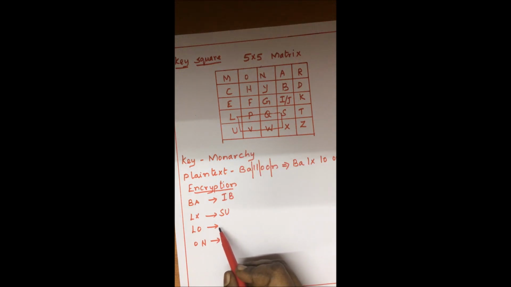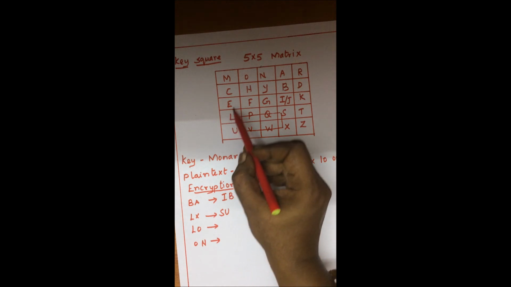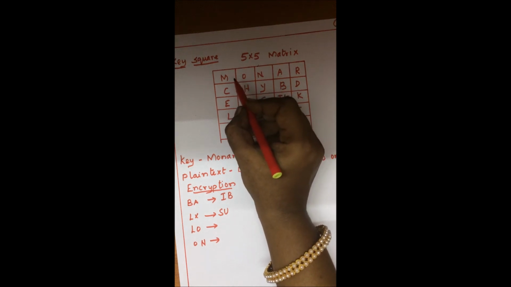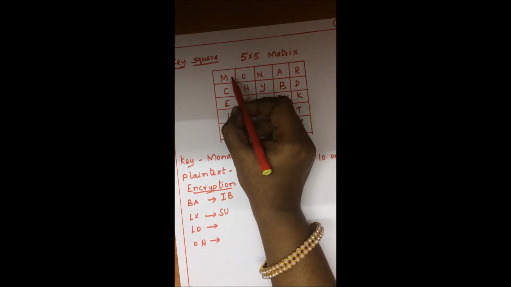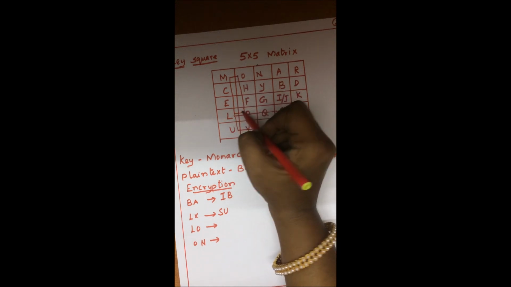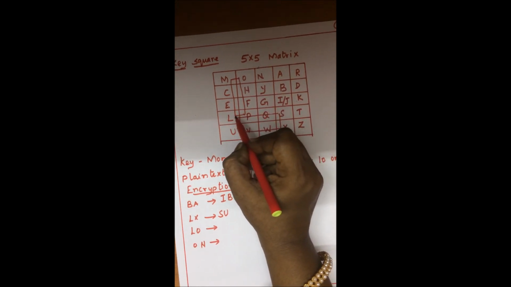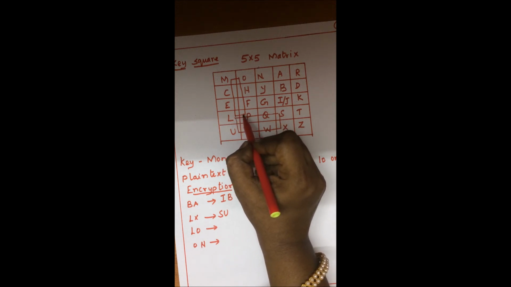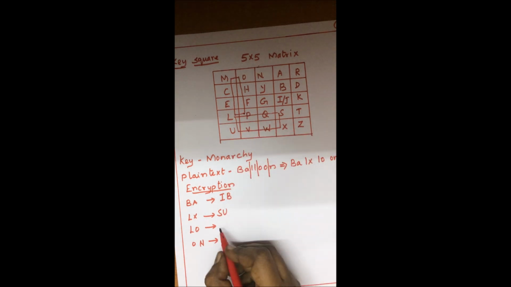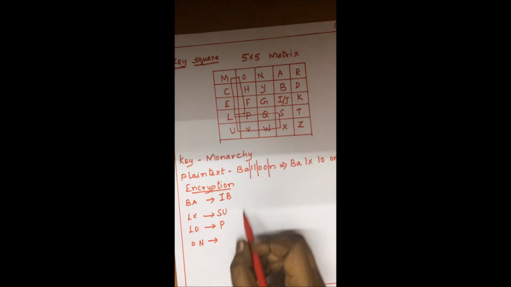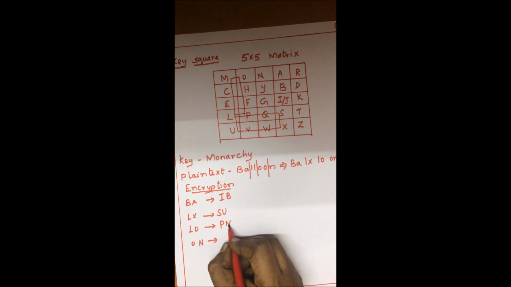Our next pair is L and O. So identify where L and O are. L is in this column and O is in another column. They are not in the same row or in the same column. So draw a rectangle. Now move along the horizontal line, and instead of L you can find in the corner P. So the alphabet is P. And instead of O, if you move along the horizontal line, it is M. So instead of O, it will be M.